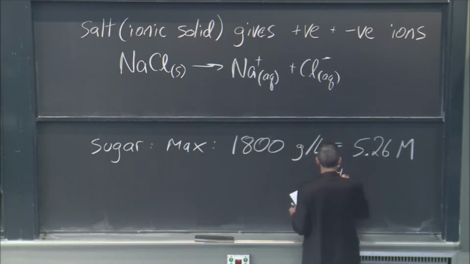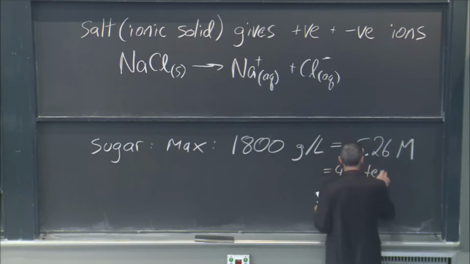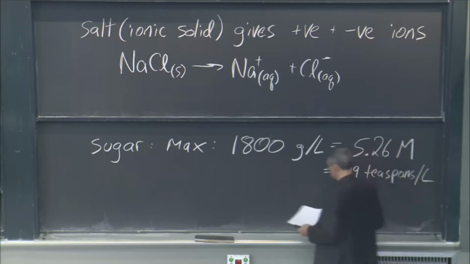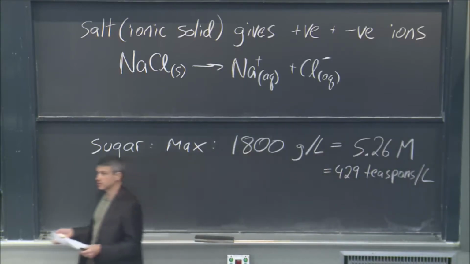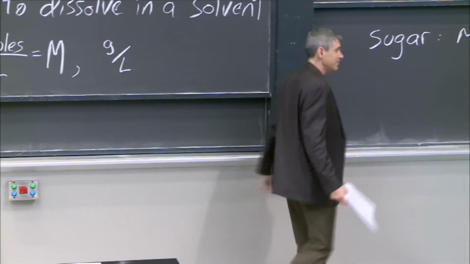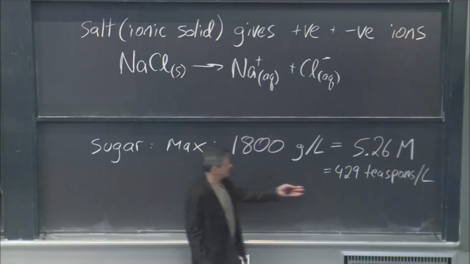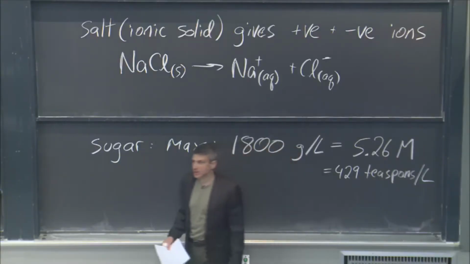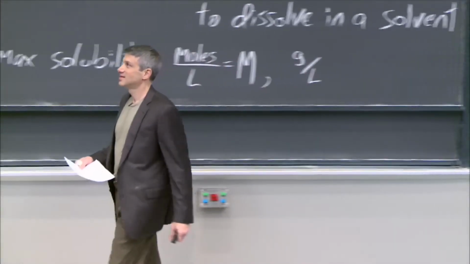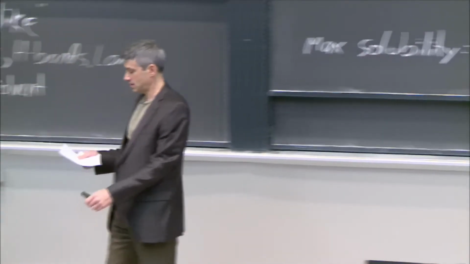That's 429 teaspoons. I don't know what everybody's saying, Coke has so much sugar. Coke's got only 26 teaspoons per liter. You could put a lot more in. I challenge them to go near the solubility limit. They're not even close. Too much sugar.